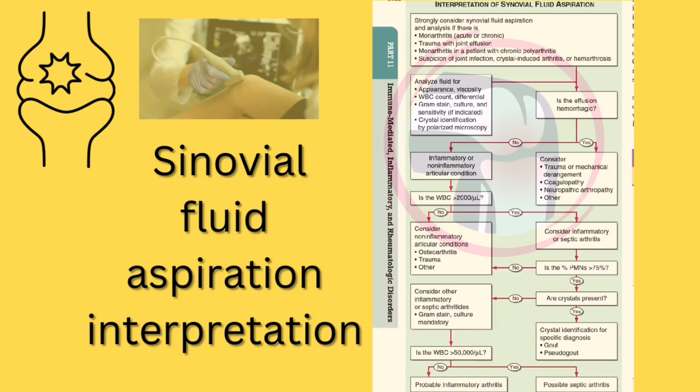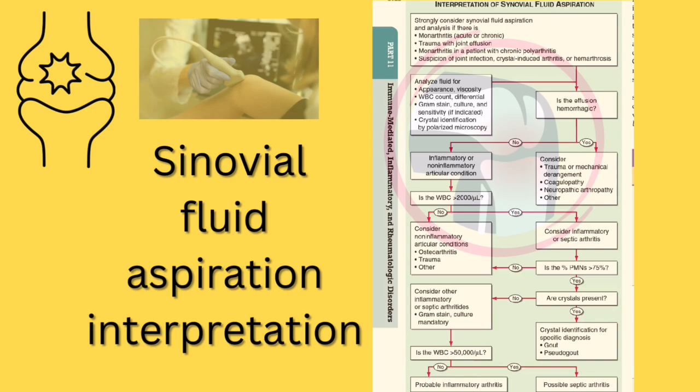But if it is not hemorrhagic, then we will have to think it is an inflammatory or non-inflammatory articular condition. For an inflammatory condition, there will be a high WBC count and neutrophilic leukocytosis may be present. So if the WBC count is more than 2000 and there is neutrophilic leukocytosis more than 75%, and if it is associated with some crystals by polarized microscopy, then it may be gout or pseudo gout.